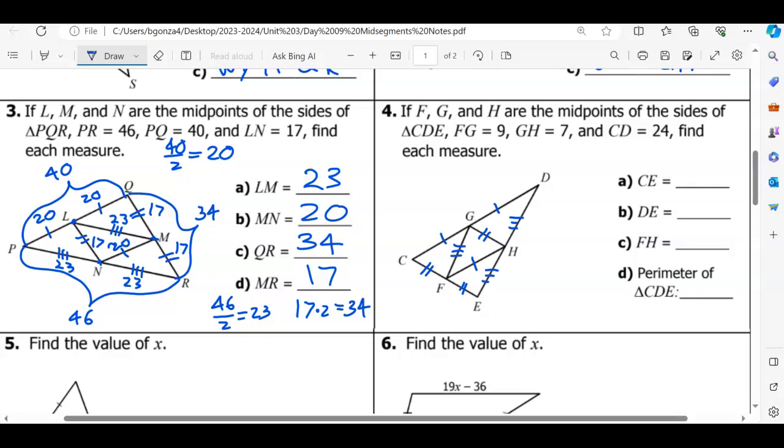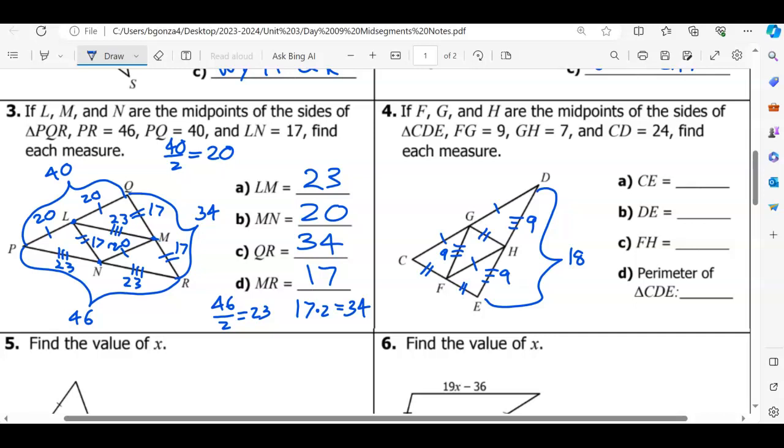Let's label it. FG is 9. If this FG is 9, what else is going to be 9? The parallel halves, right? The 3 tick marks. 9 and 9, right? And then what's DE going to be? The whole thing. 9 and 9, right? Add up to make 18. Cool. All right, now GH is 7.